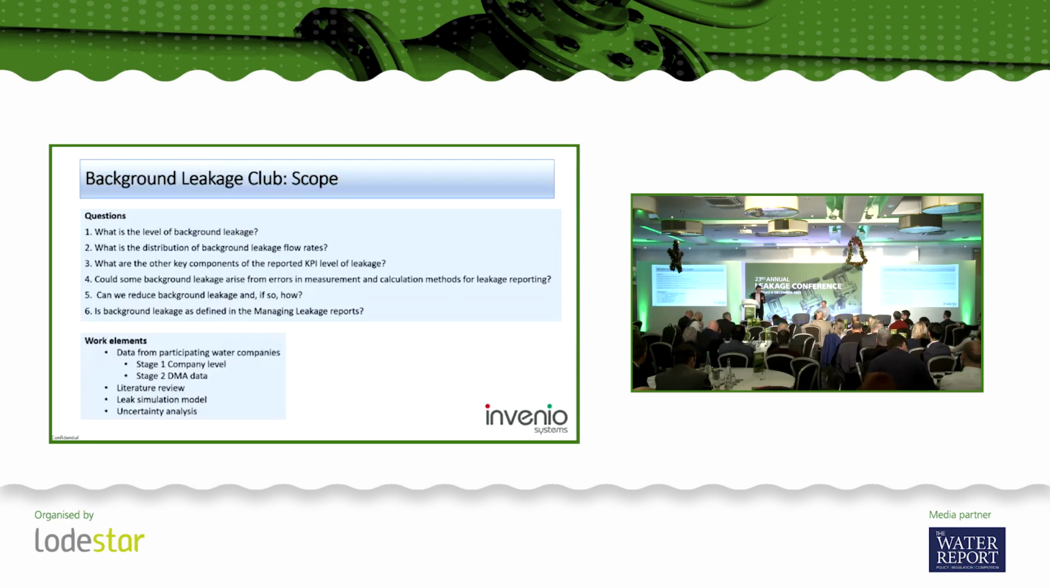So firstly, what's the level of background leakage? And what's the distribution of background leakage, especially across DMAs? What are the key components? And could some of that background leakage arise from errors rather than actually be real leakage? And I think we've seen a lot of stuff today. I think Stuart Maudett's presentation gave some insight into what might not actually be leakage. Then a really key question is, can we reduce background leakage? And if so, how can we do it?